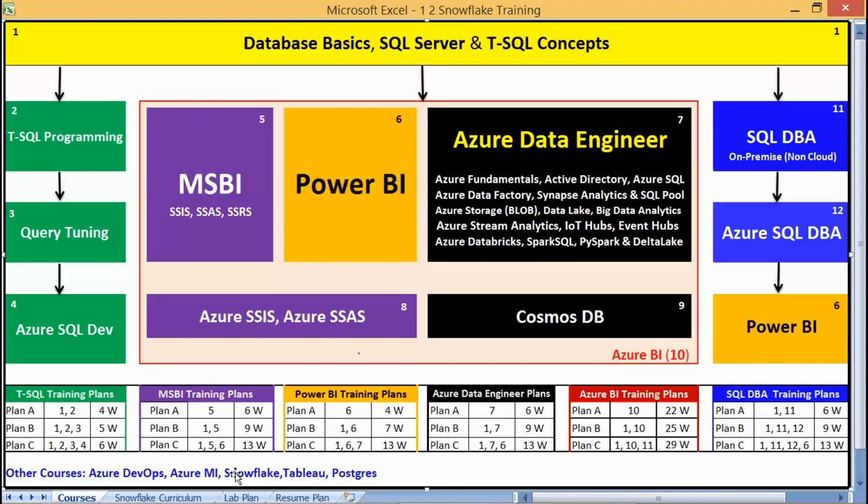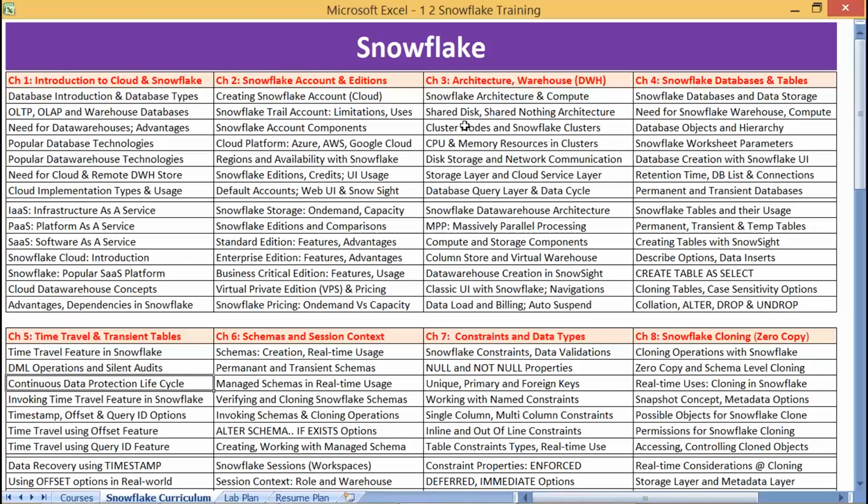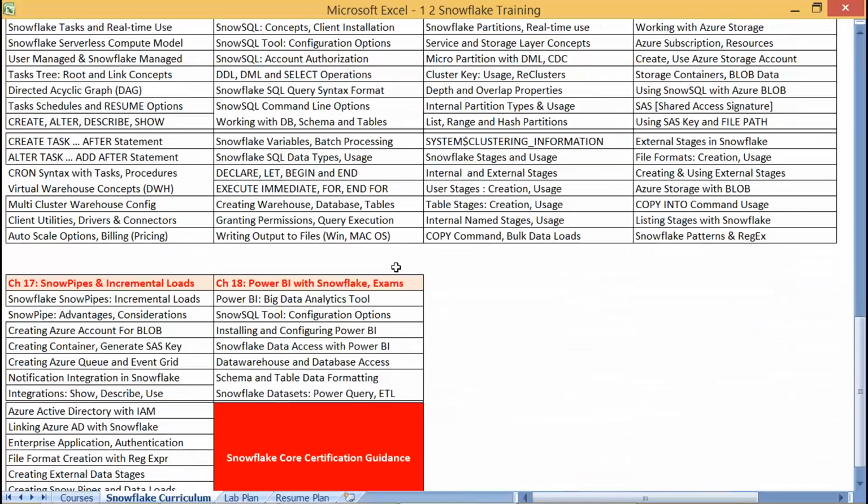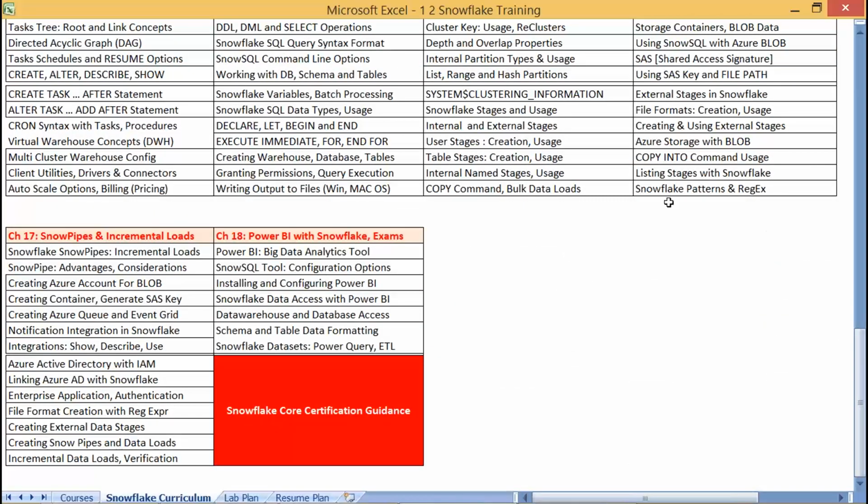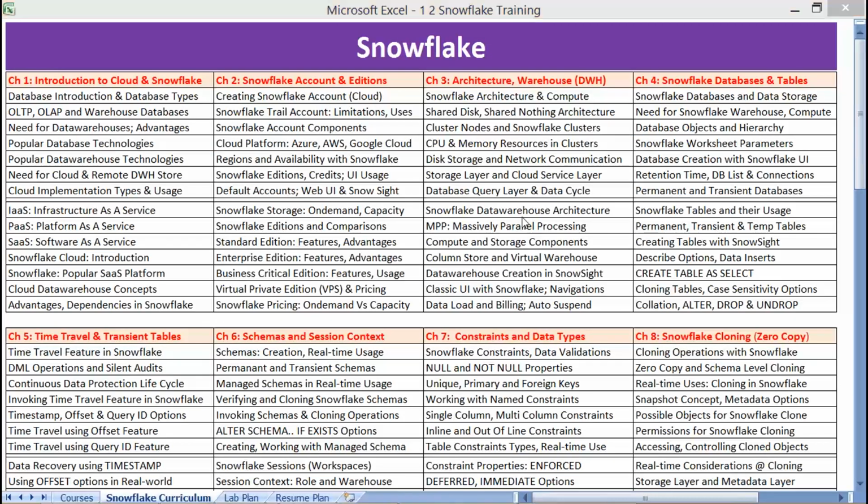The term Snowflake refers to a cloud-based data storage, mainly to store historical data, old inactive data, also called stale data. Our lengthy Snowflake course curriculum is planned for about 18 different chapters, so a total of about 15 to 18 hours of practice-oriented classes, each chapter for about 40 minutes to 1 hour.